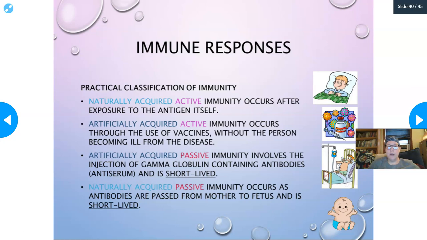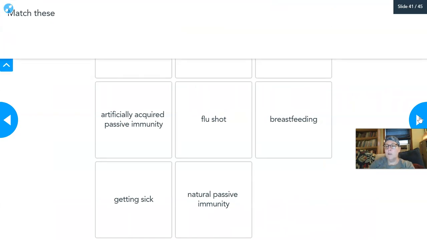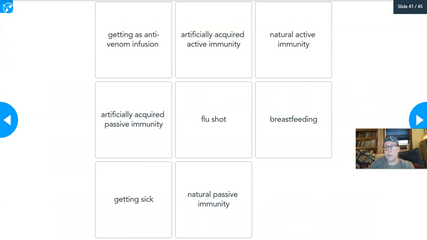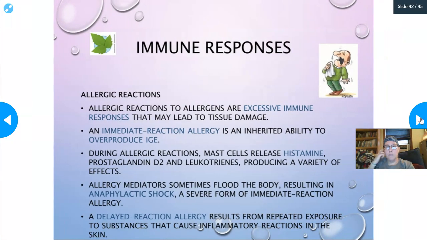And then lastly, you have naturally acquired passive immunity. So that is antibodies that are passed from mom to baby. Well, mom to fetus and mom to newborn. It is short-lived, but is protective for as long as the baby is breastfeeding. That baby is protected against everything that the mama is protected against through those antibodies. So very, very beneficial. The longer you breastfeed, the more your baby is protected. So again, match up the type of immunity to the scenario there, to the action.